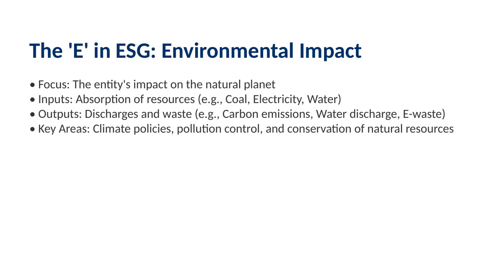First, we have the environment, represented by the E. This is all about the entity's impact on the planet. Think about the natural resources a company absorbs to function, things like coal, electricity, and water. But it's not just about what goes in. It's also about what comes out. We're talking about carbon emissions, water discharges, and e-waste. Essentially, the E focuses on climate policies, pollution control, and the conservation of natural resources.